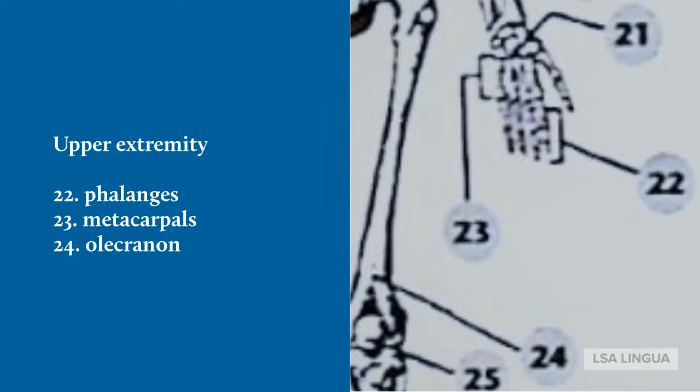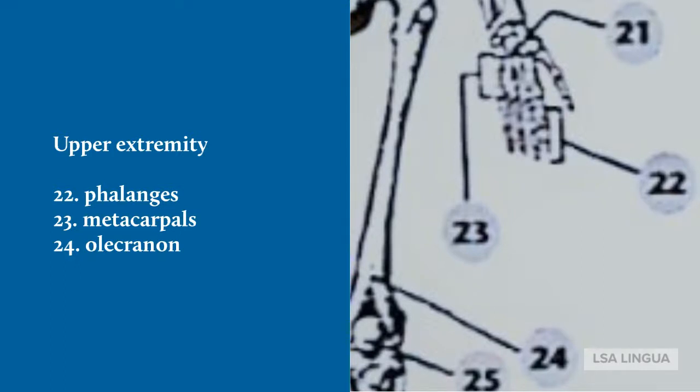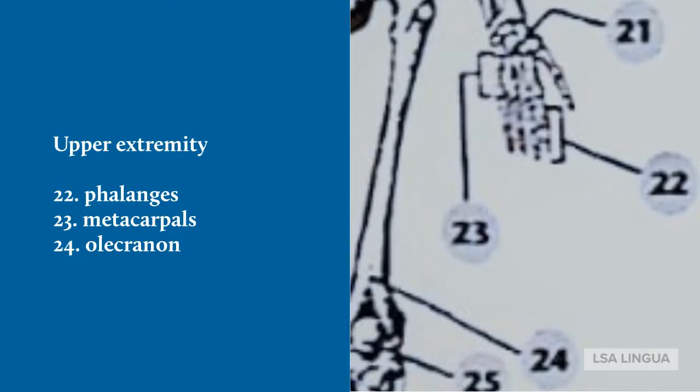In 22, we find phalanges, which are the bones that make up the fingers of the hand and the toes of the foot. In 23, we find metacarpals. In human anatomy, the metacarpal bones form the intermediate part of the skeletal hand located between the phalanges of the fingers and the carpal bones of the wrist, which form the connection to the forearm. Olecranon in 24 means elbow.